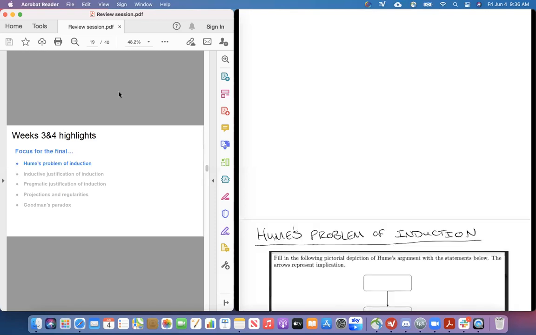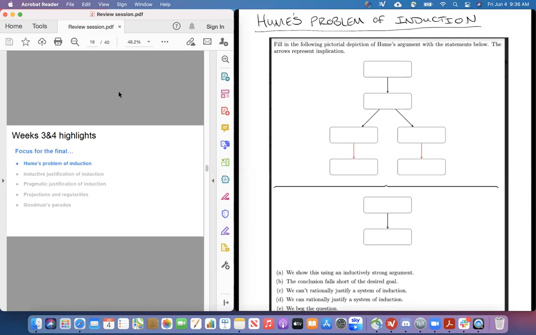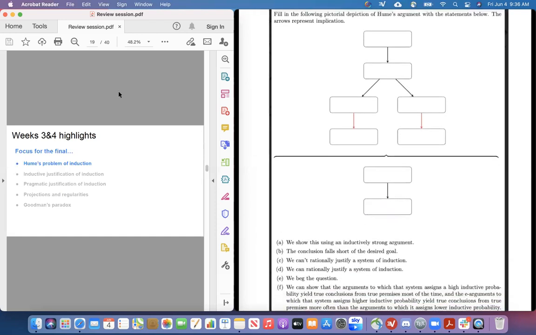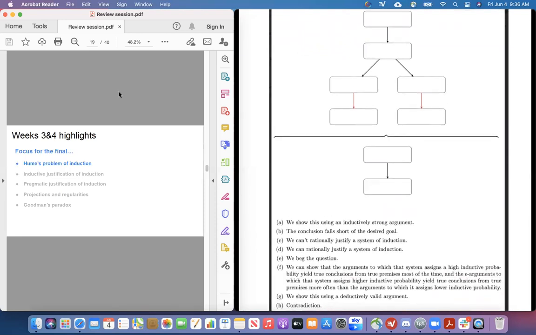So what I've got over here is one of the old large group problems, which really goes back to basics with Hume's problem of induction. It asks you to diagram it, essentially. So what you've got to do is fill in A, B, C, D, E, F, G, H in these boxes, which is a pictorial representation of how Hume's argument works. So what I'm going to ask you to do, I think will take 5 minutes or so.